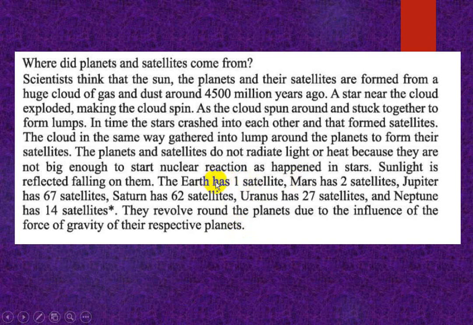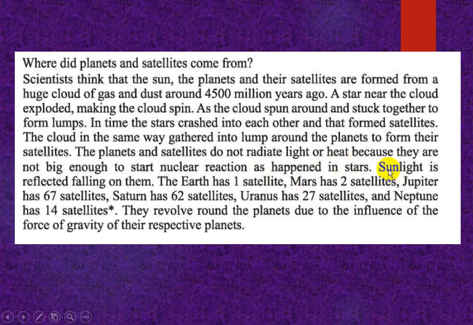This energy comes to the earth by radiation, as light. Okay, sunlight. The earth gains energy on the earth's surface. Plants and animals take this energy and then it comes to our body. Okay, the earth has one satellite. Now I am going to our main topic.